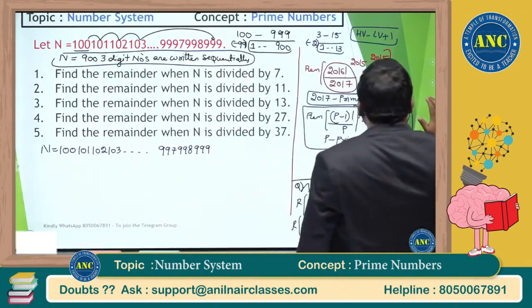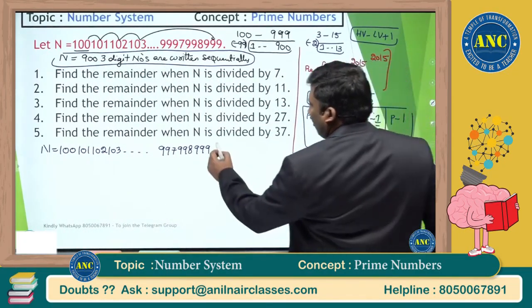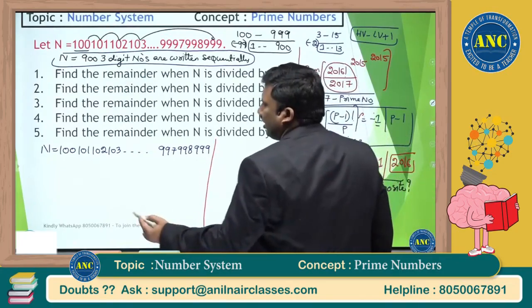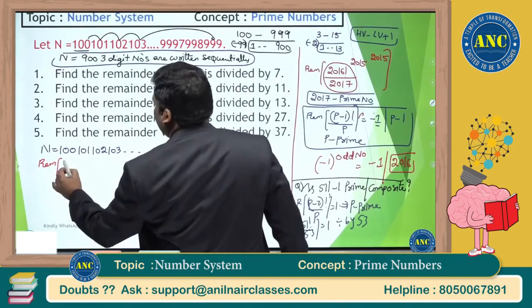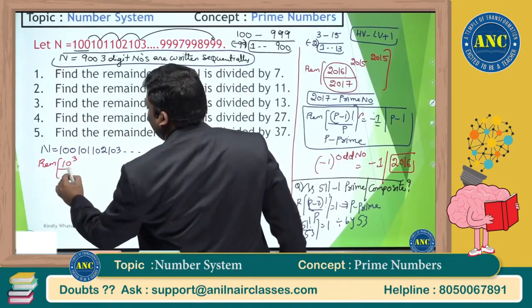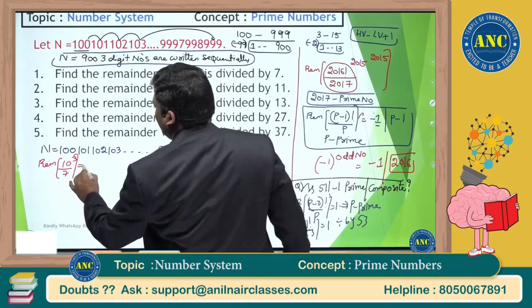Now, we have to use... two questions are there. First thing is, what is the remainder when it is divided by 7? 7, it is minus 1.